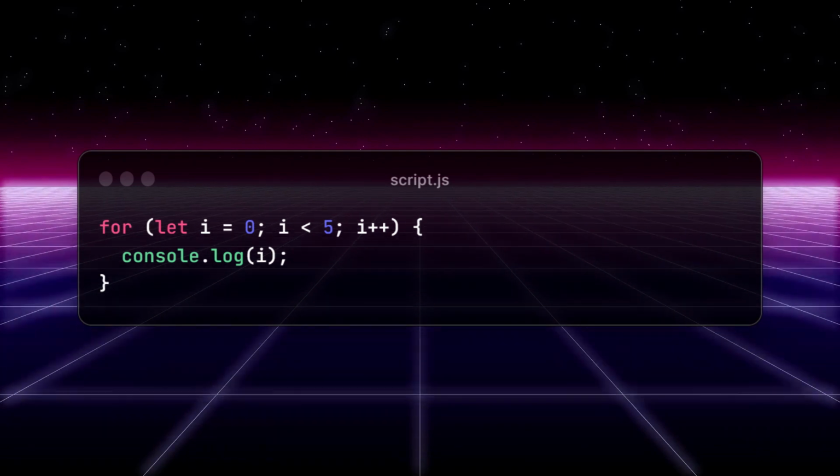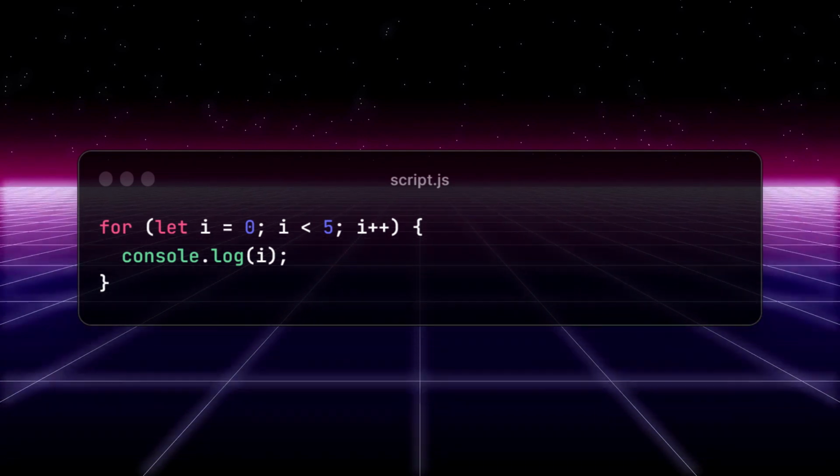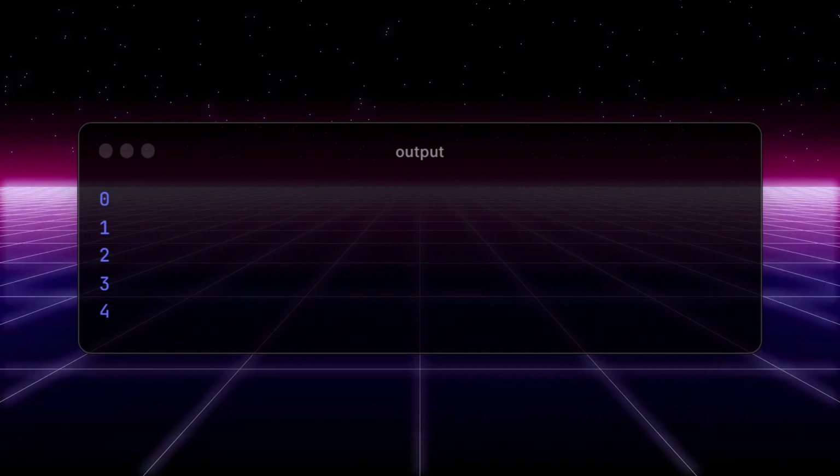In this example, the loop will iterate 5 times, and on each iteration, it will print the current value of i to the console.